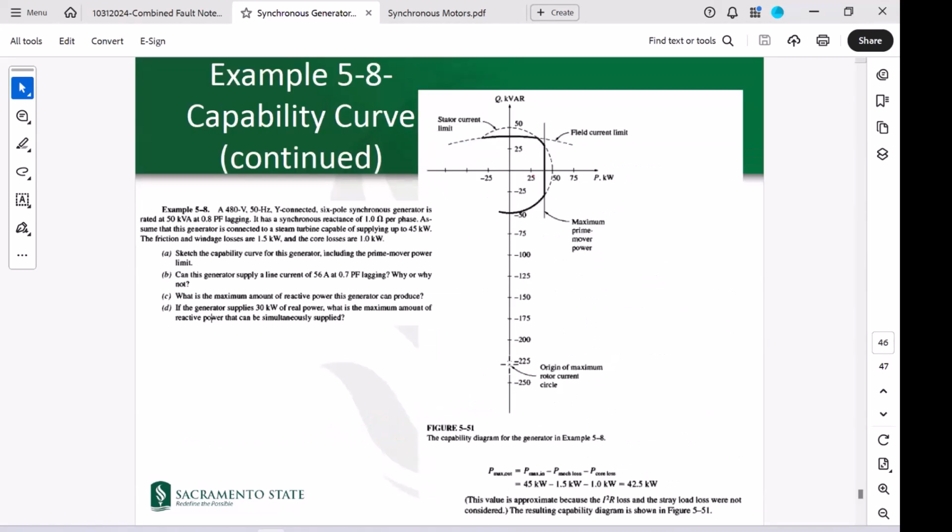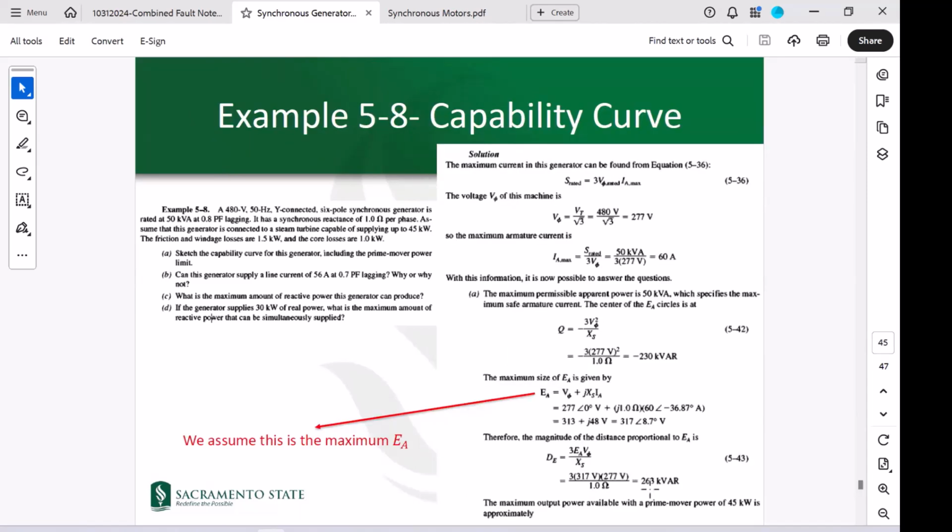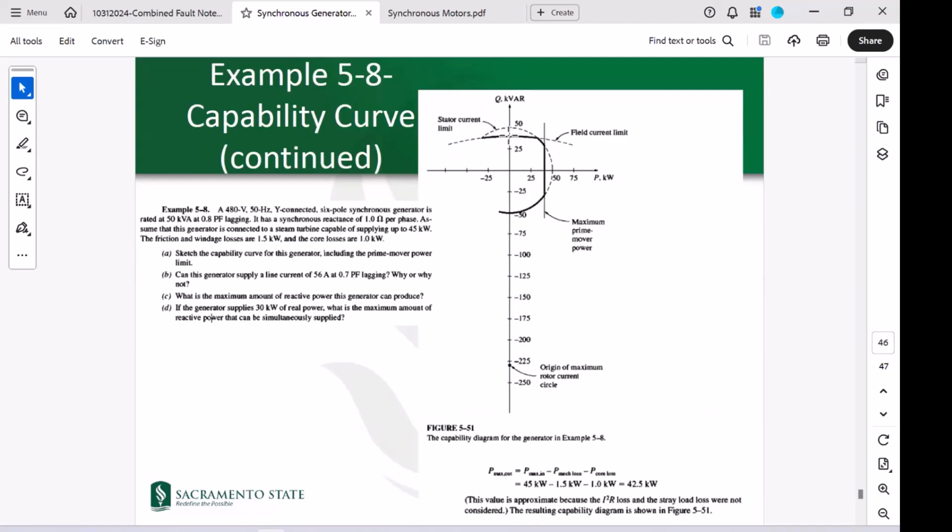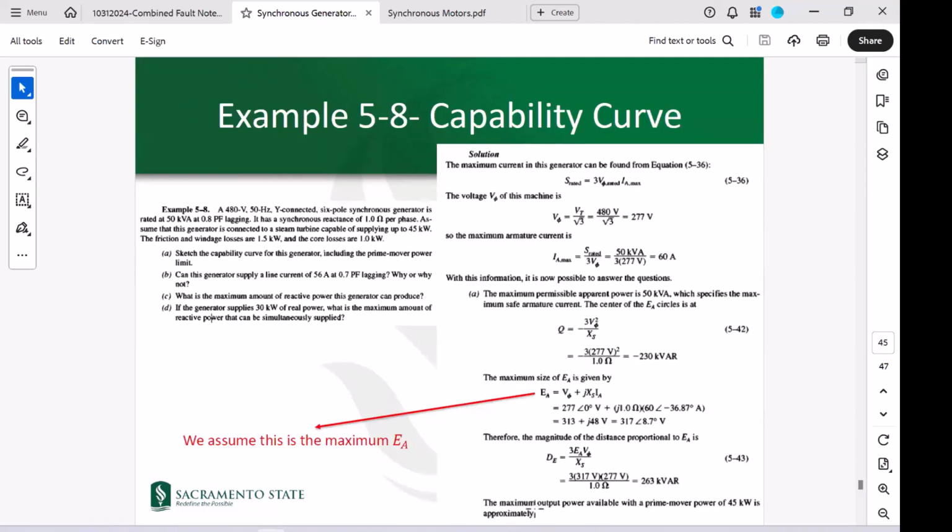So from here, we are going to have a circle which goes up to this point. So this is 263. This is minus 230. Minus 230 plus 263, that becomes how much? This is 33. Now, you have another restriction, and that's the maximum power by the prime mover is 45 kilowatts.